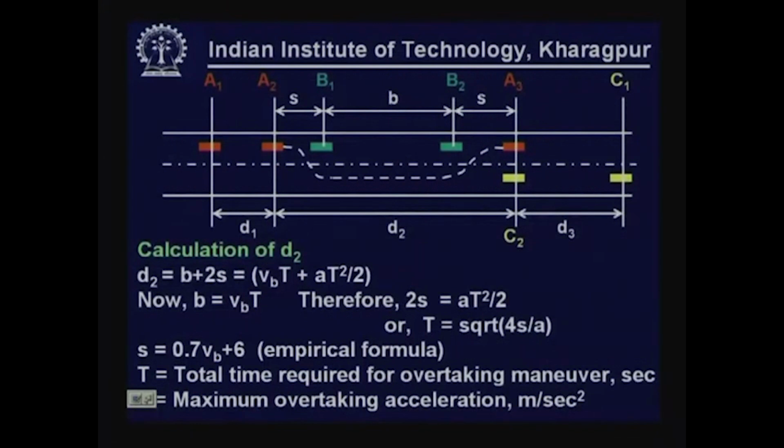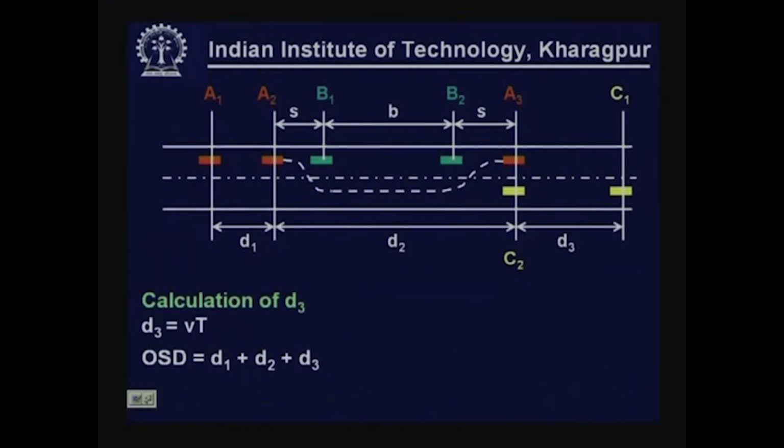Now, let us see how the component d3 can be calculated. d3 is the distance travelled by the opposing vehicle C during the overtaking time, capital T. So, it is v multiplied by T. v is the speed of the overtaking vehicle. Therefore, the total overtaking sight distance required is d1 plus d2 plus d3.